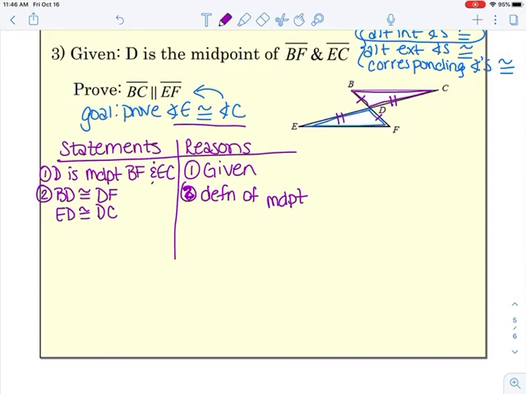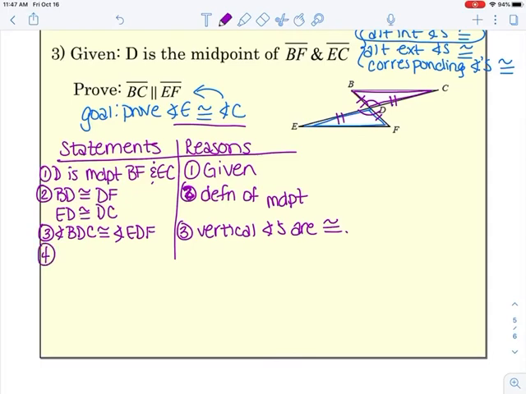Okay, so now I have two sides that are congruent. So now I have nothing left in my given. So I'm going to have to come up with another way to prove something in those two triangles congruent. And how about this angle and this angle? Those are vertical angles. So vertical angles are going to be congruent. So angle BDC is going to be congruent to angle EDF. And that is because vertical angles are congruent.